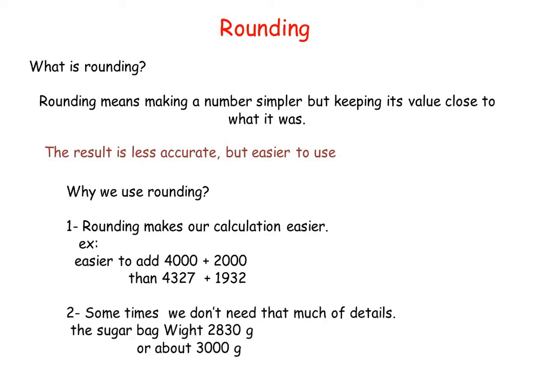The second reason is that sometimes we don't need that much detail, like if I ask you about a weight or a height. If I'm asking you about the sugar bag weight, it will be about 2,830 grams, or you can say about 3,000. It will not be exactly the same. We don't have that much accurate information, but I'm still around the original number, like I'm saying approximately.